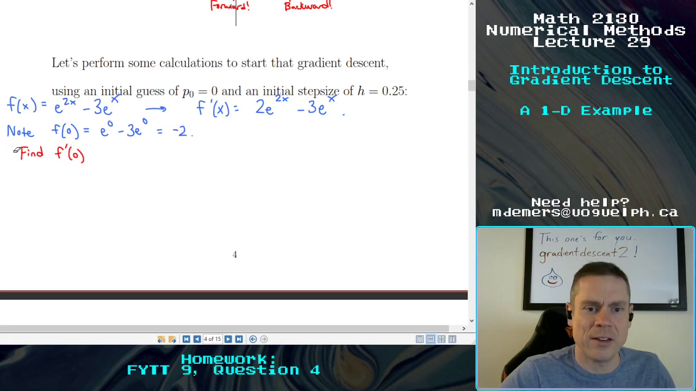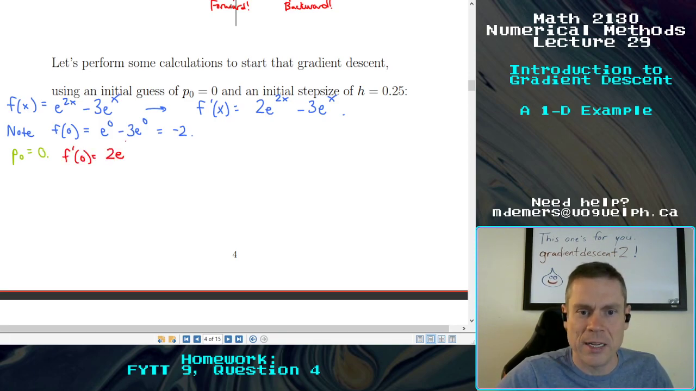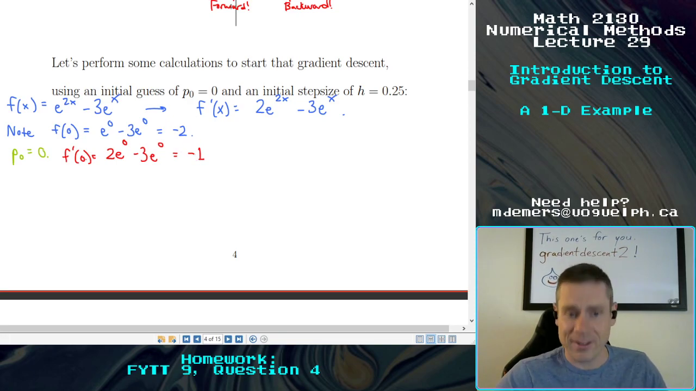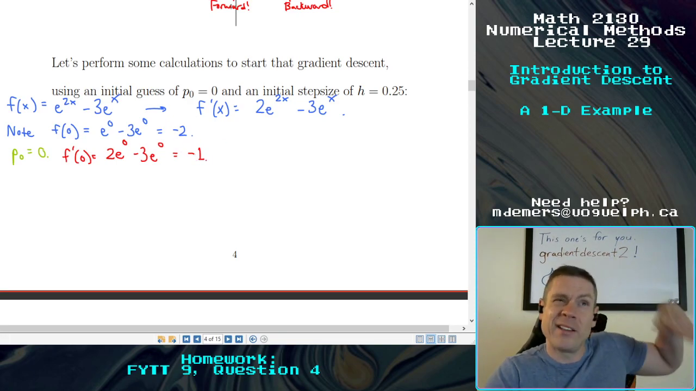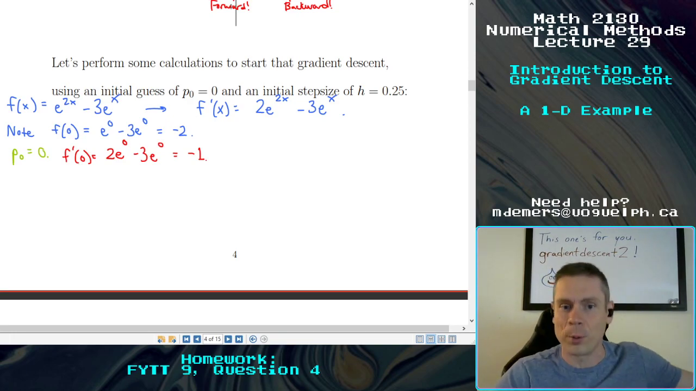Actually, I'm going to say this is for p0. I'm going to keep a record of where we're at on the side here. So p0 is equal to 0, and f prime at 0 is going to equal 2e to the 0 minus 3e to the 0, and that is minus 1. Because that's minus 1, the derivative at 0 is negative, which means I'm going downward, which means I need to take a step forward.